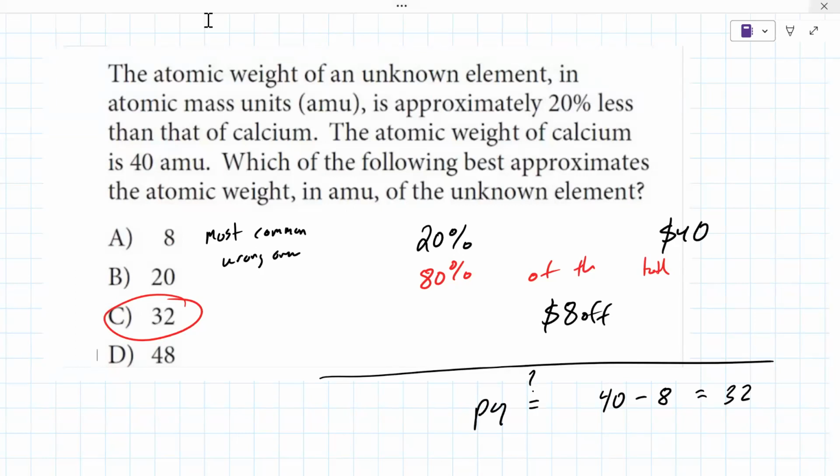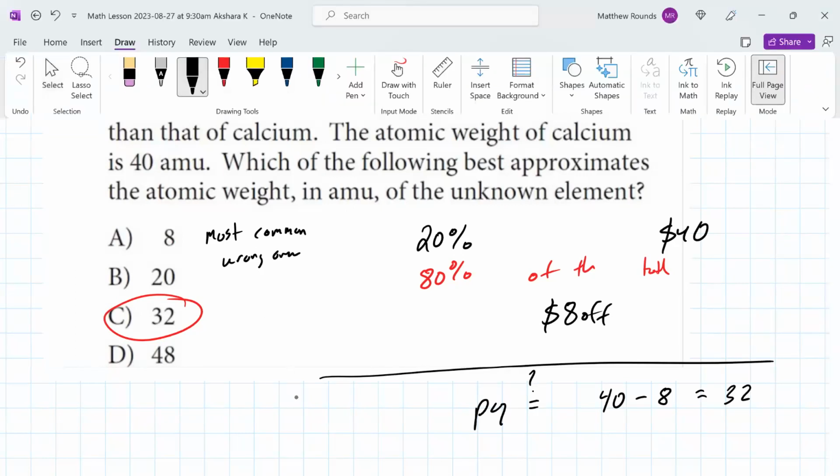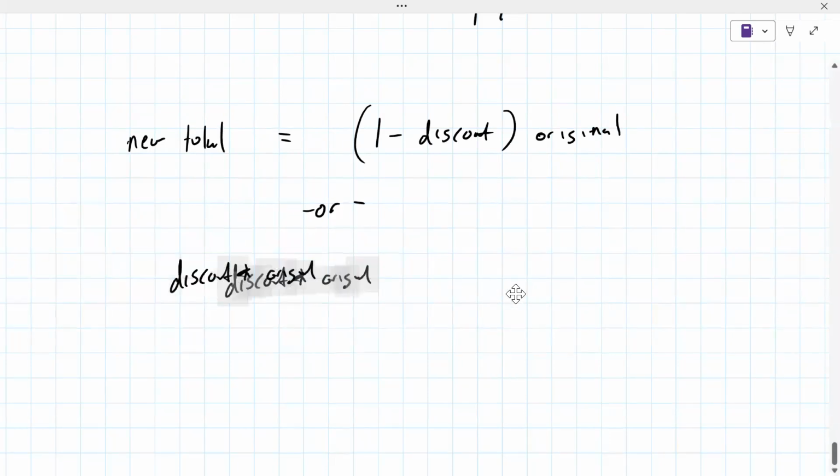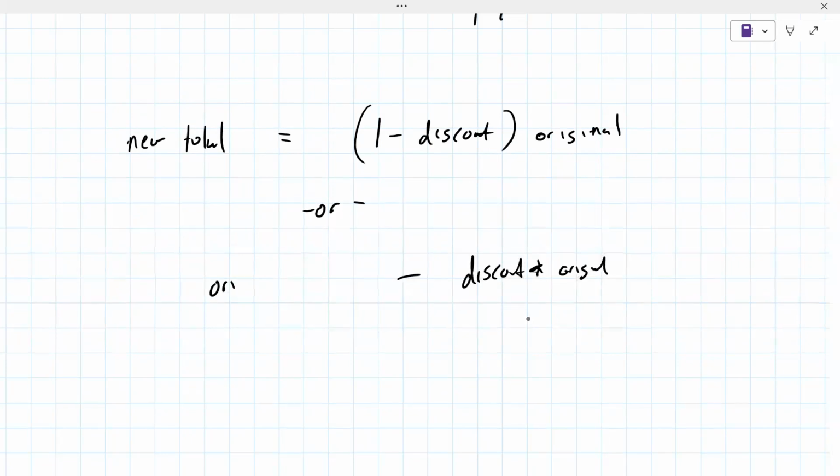It's easy to do what you just did there. So the rule of thumb here is that the new total is 1 minus the discount, times the original. This is the shortcut. The discount's 20%, 1 minus 20% is 80% of the original. Or what most students do, what you did there, is take the discount times the original, but then you have to subtract it from the original. You have to make sure you take that extra step.